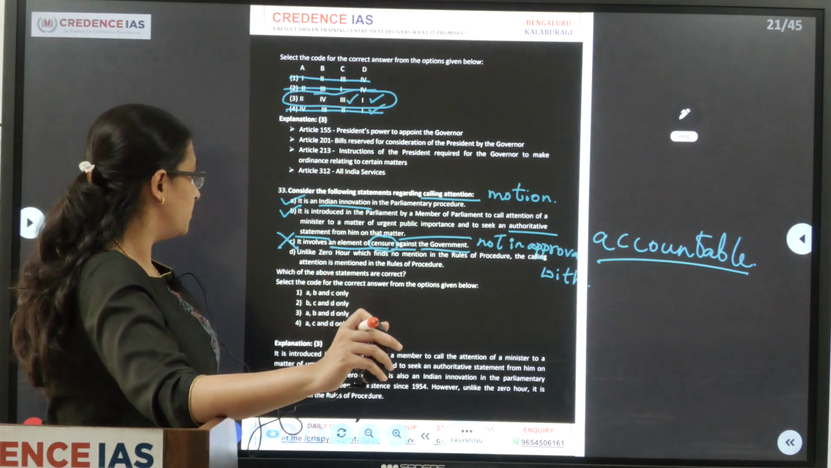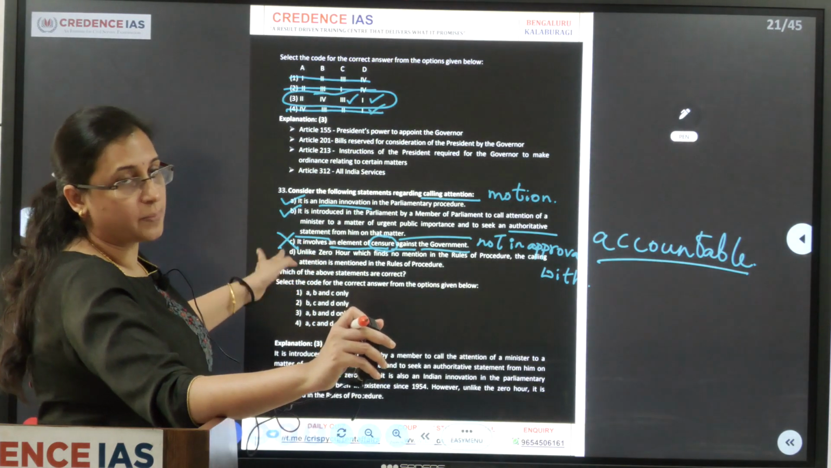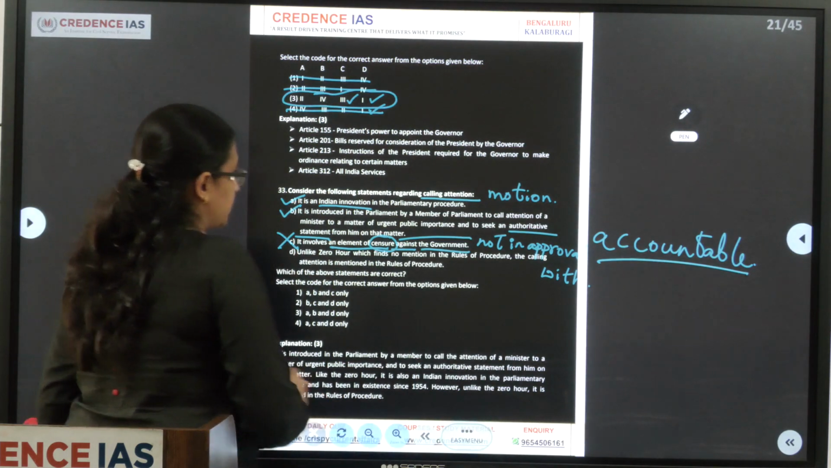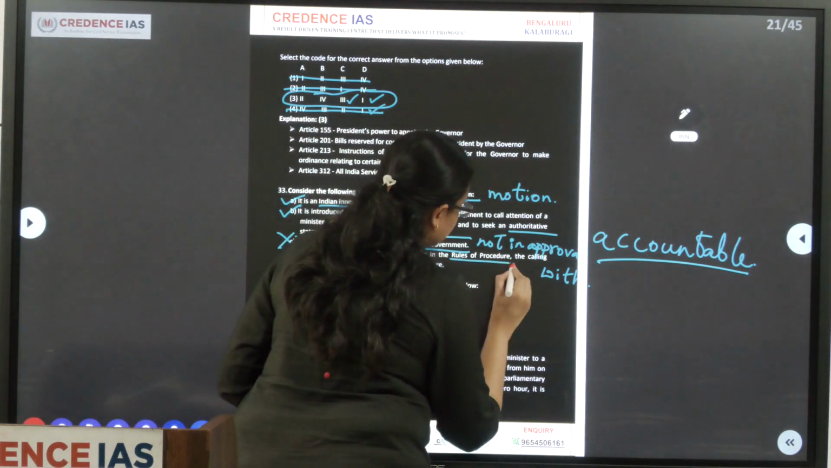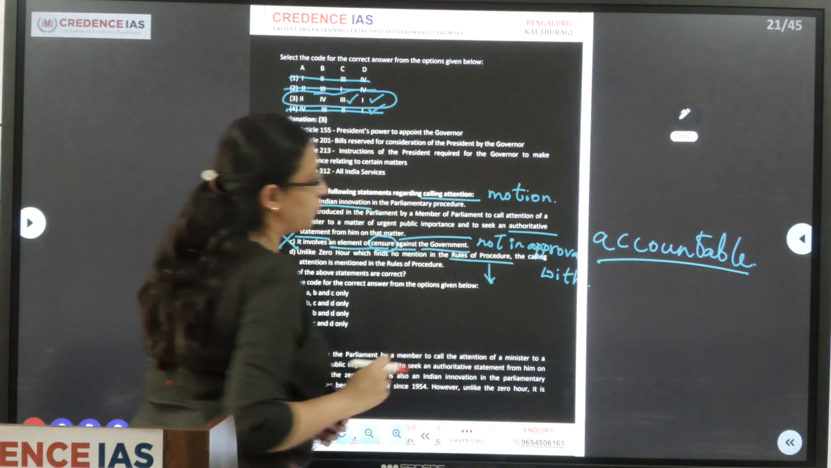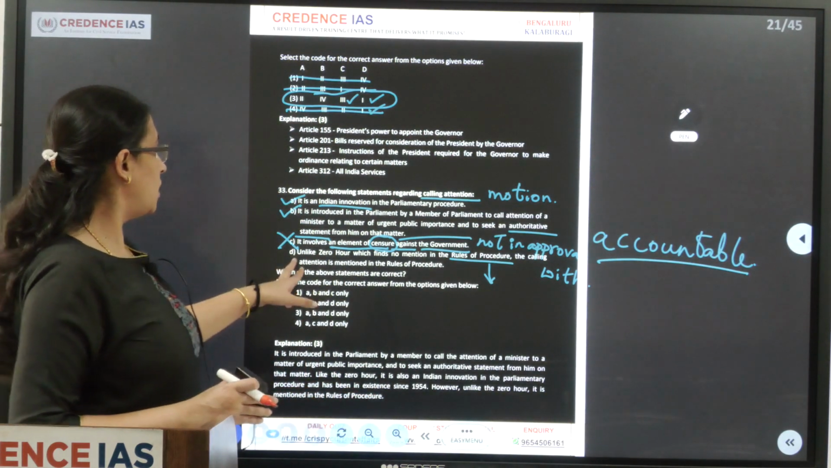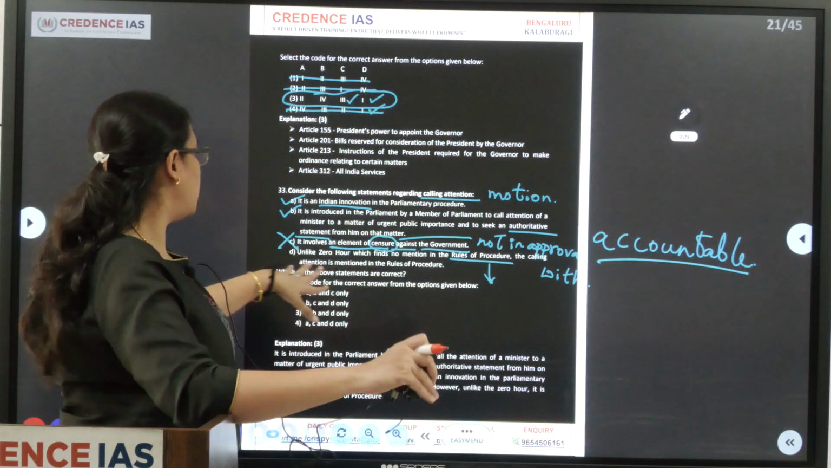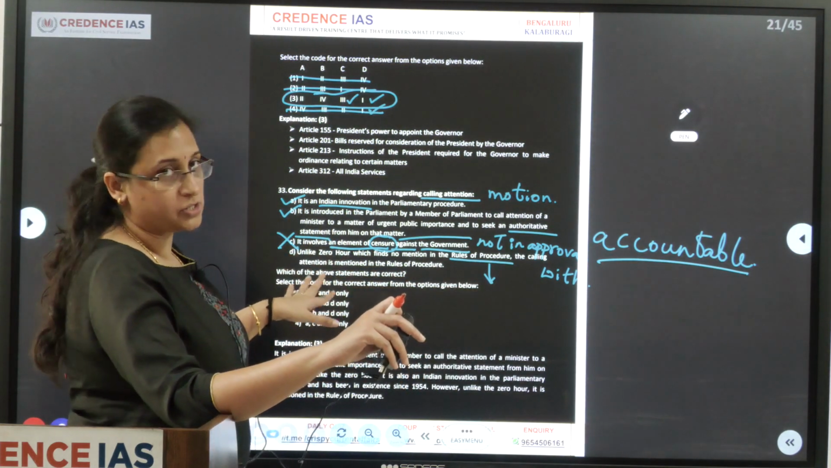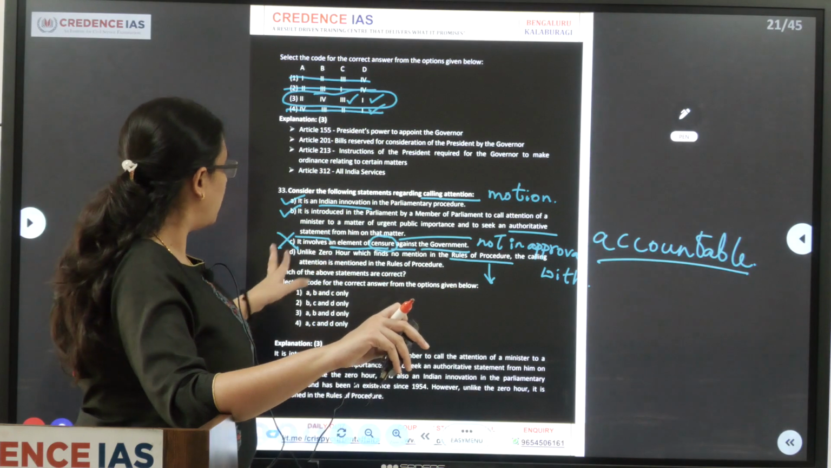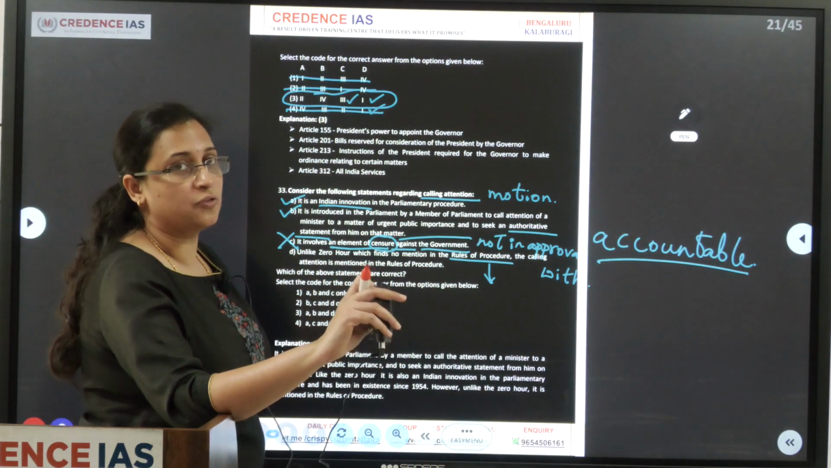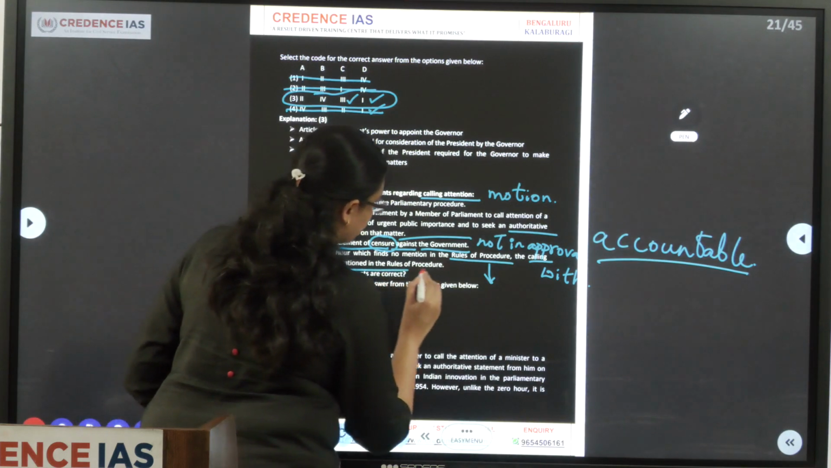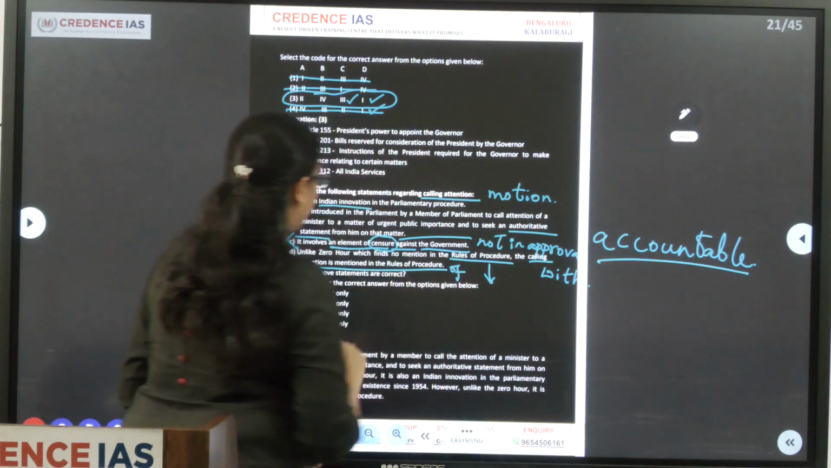Unlike zero hour, which is also one of the devices used in parliamentary proceedings, which finds no mention in the rules of procedure. So both Lok Sabha and Rajya Sabha have their own rule books of procedures. Zero hour is not mentioned in the rules of procedure. The calling attention is mentioned in the rules of procedure. Yes, calling attention motion is mentioned in the rules of procedure of Lok Sabha.